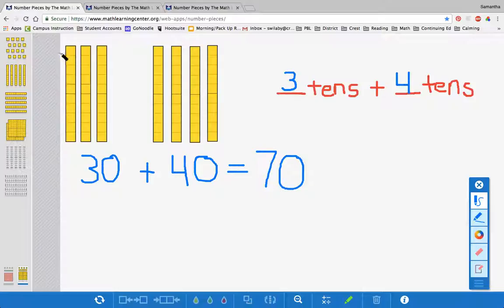Another way I can check myself is I can count by tens, because each of these is the equivalent of a 10. So 10, 20, 30, 40, 50, 60, 70. So I have 70 altogether, or 7 tens.